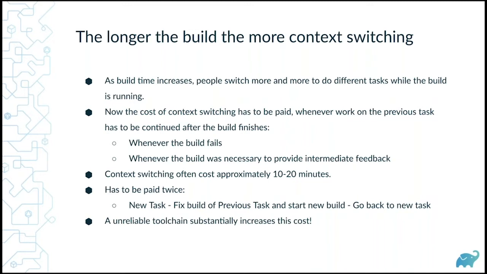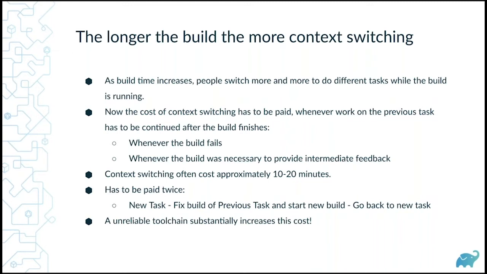And what we see usually is that about 20% of all builds fail, right? So this is a very frequent thing, that the build fails and you have to figure out what is going on, right? Or you have to go back to the previous task, when you had to trigger a build as an intermediate step. You want to see, is that so far working, right? And if everything is green, you continue with the work.